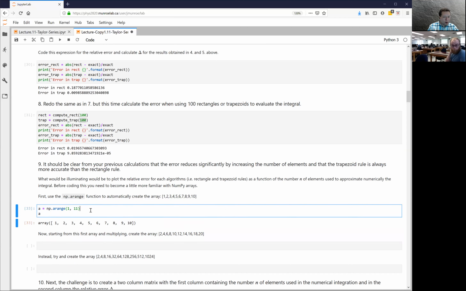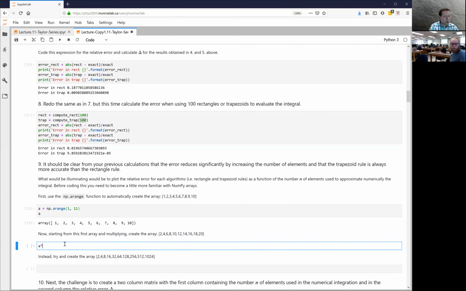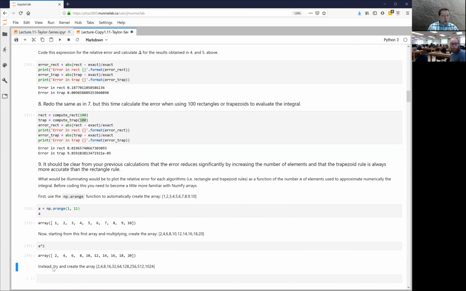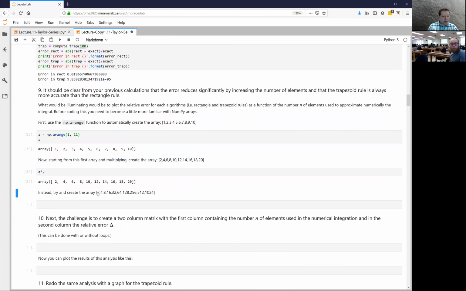Rather than having to worry about the steps, what I could do is take that array and multiply it by something, and I get a new array that increases by steps of 2. What I want to do is create an array that looks like this: 2, 4, 8, 16, 32, 64. An array that's sort of not linear all the way through. What's a way that I could take this starting array, 1 through 10, and come up with an array that looks like this?